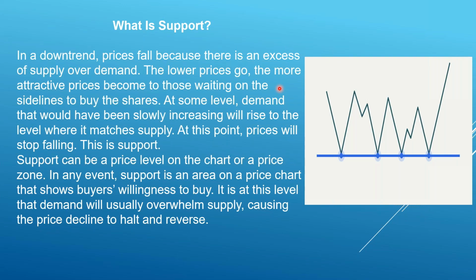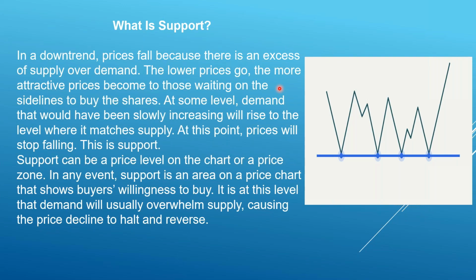Support can be a price level on the chart or a price zone. This is a rough example: a share is selling at $100. We can call this $100 a support level. Whenever the price falls to $100, it finds support. Sometimes it's not a single price but a zone, between like 100 and 98. We call this a zone of support.